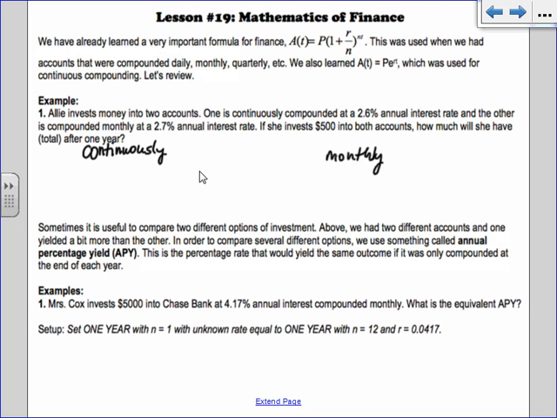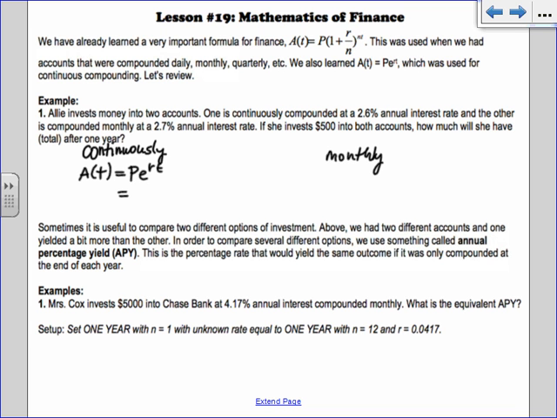All right, so continuously compounded, whenever we see continuously, we do A of t equals Pe to the rt. And this really doesn't happen much with money. Okay, we don't do a lot of things continuously compounded. Usually it's like bacteria or exponential decay or something like that.